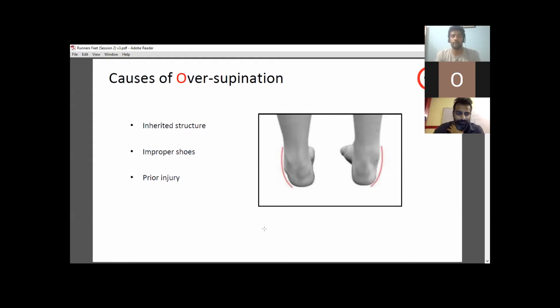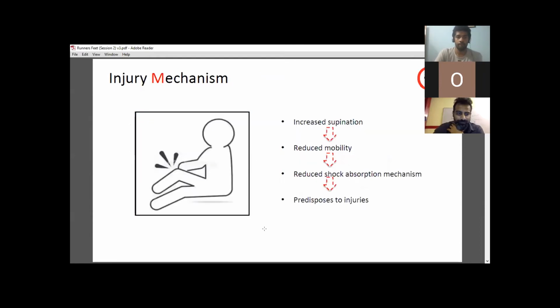Prior injuries are also a risk factor for, or can cause, oversupination. Any fracture, any injury to the calf muscle, any injury to the peroneus muscle, which is one more special muscle in the foot, can actually cause a high arch. These are all the causes of oversupination, and even though it's not as commonly seen as overpronation, it's something we should keep in mind. So, what is the injury mechanism?